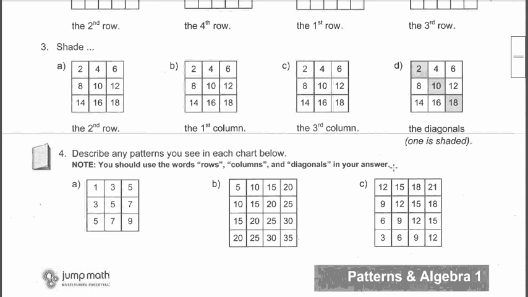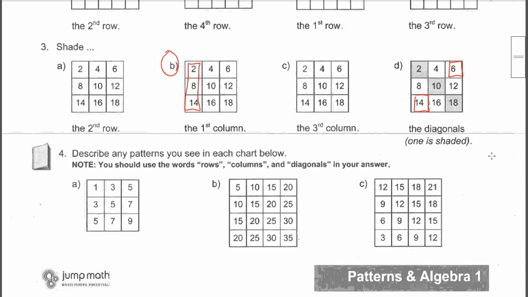For number 3, it's asking us to shade rows or columns, and D says diagonals. So let's do the first column for B. What would the first column be? You would shade this column right here. So shade that in, please. And for D, it says the diagonals is what we want to shade, and 1 is shaded already. So you would also want to shade this block and this block to complete D.